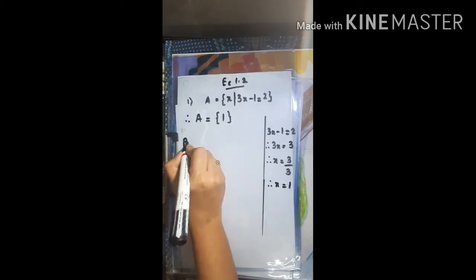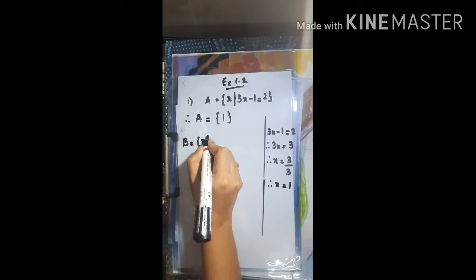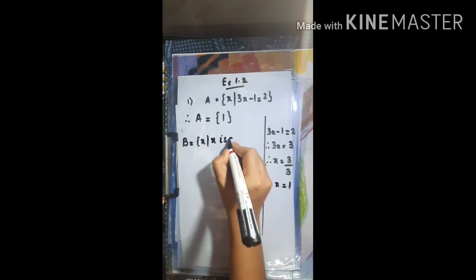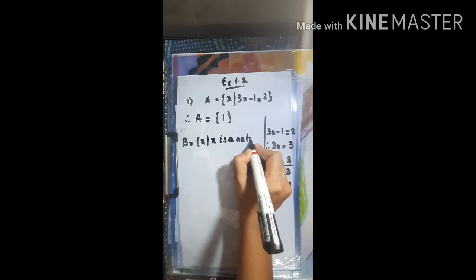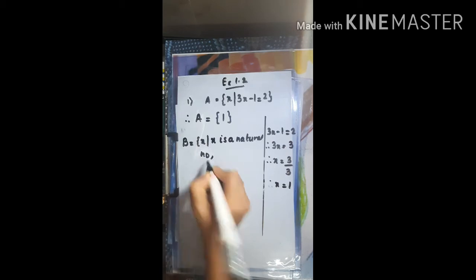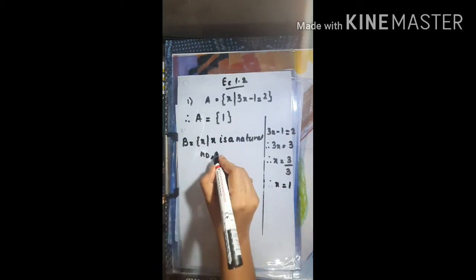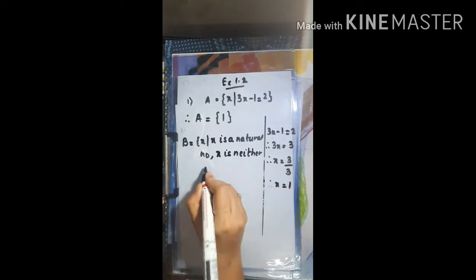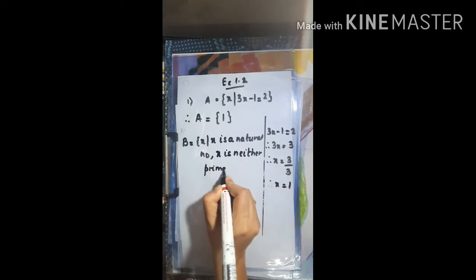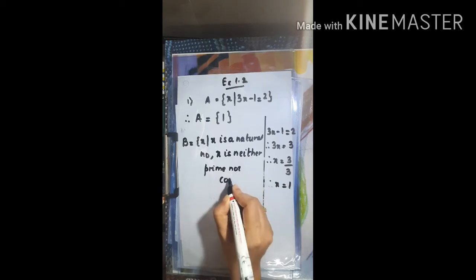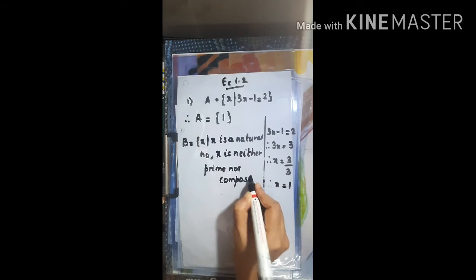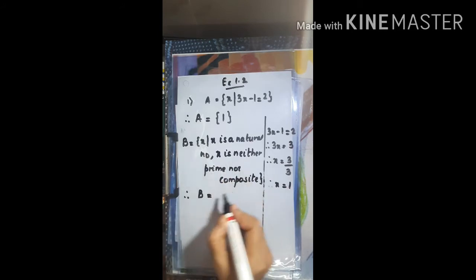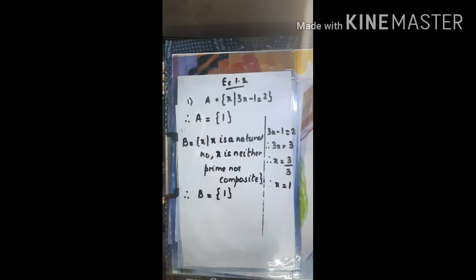Now, B is a set of all x such that x is a natural number. x is neither prime nor composite. Therefore, B is equal to 1.